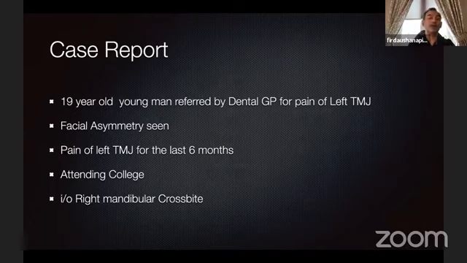He's now a 20-year-old. He's a 19-year-old young man referred by his dental GP for pain of his left TMJ, condyle. He has facial pain. Facial asymmetry was detected, and the GP suggested that it may be because of the facial asymmetry that he has had this temporomandibular joint pain in the last 6 months. He is attending college. It's very stressful being a college student. And intraorally, when we had a look, he had a mandibular crossbite.